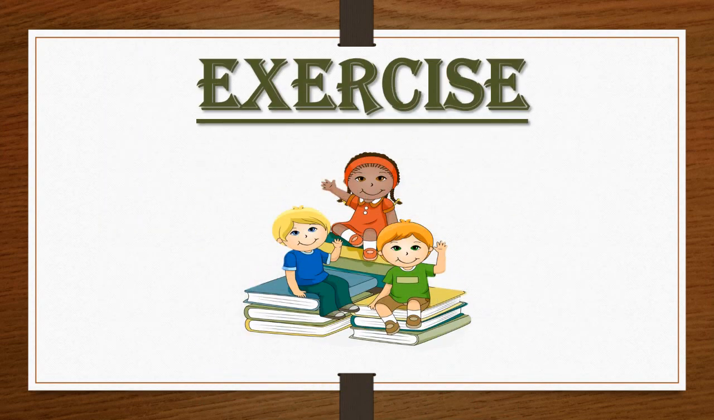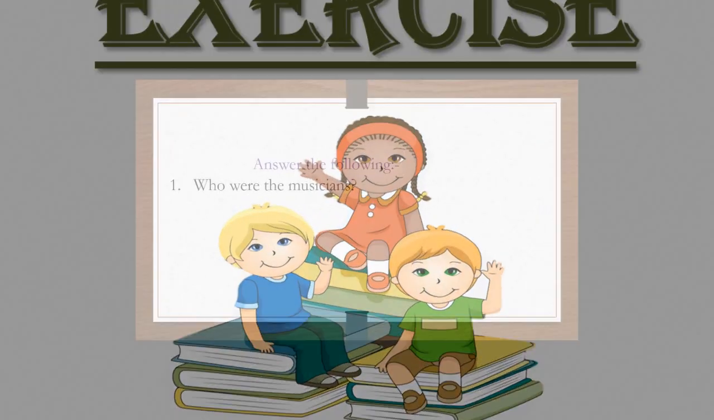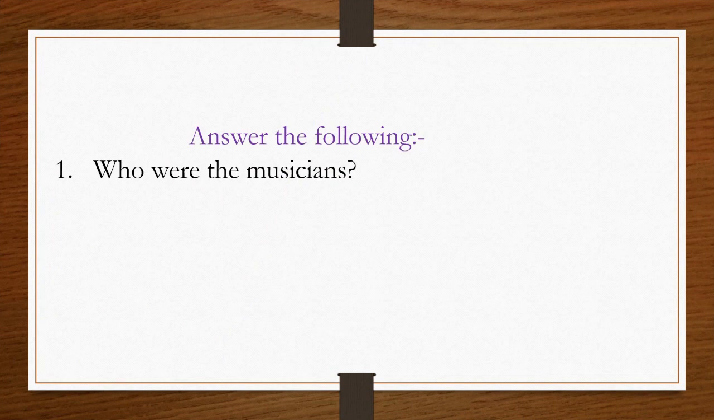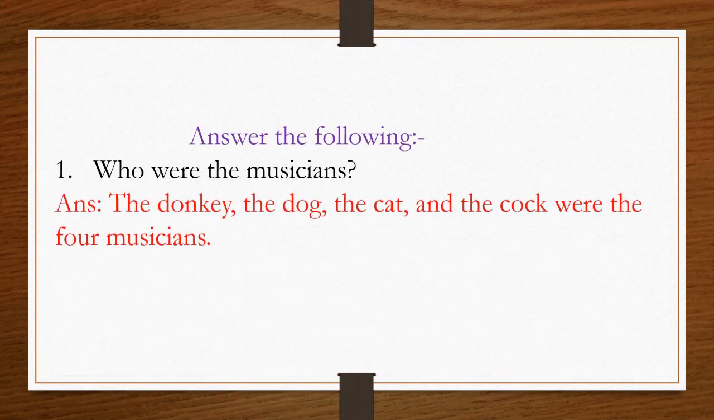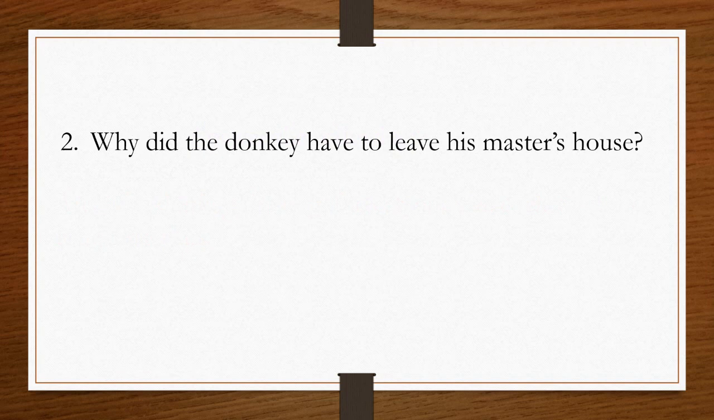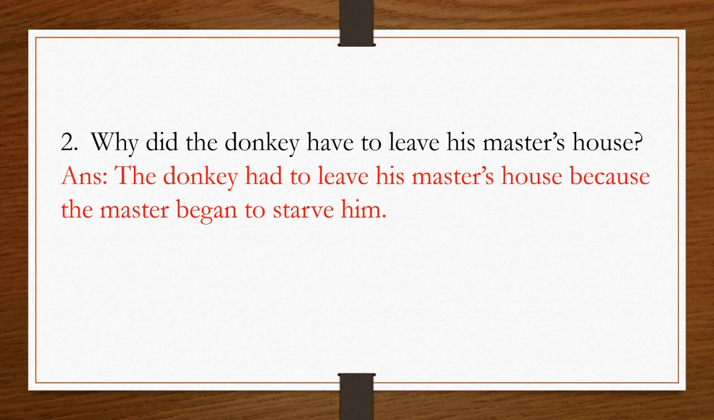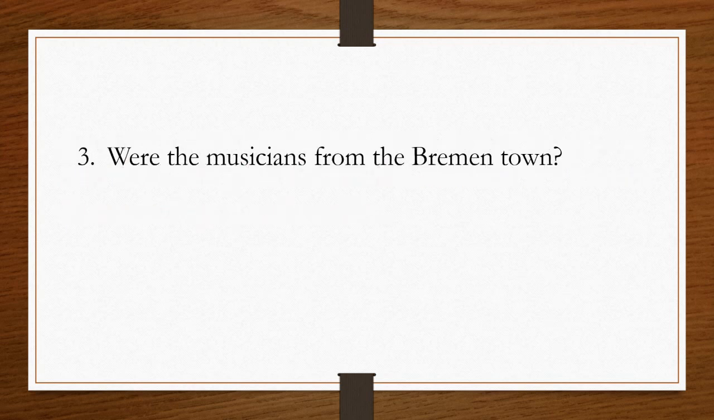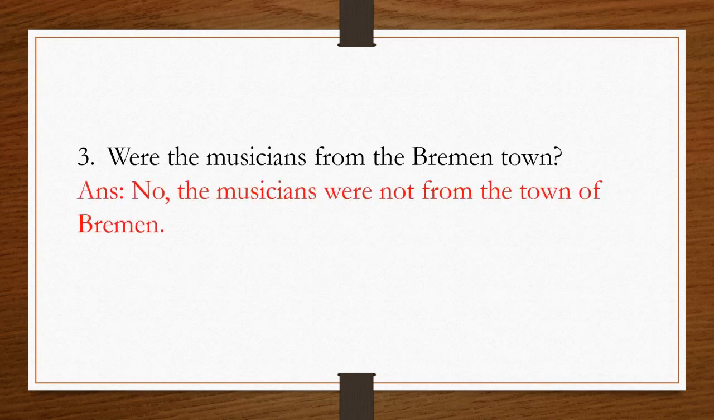It's exercise time now. Answer the following. The first question is, who were the musicians? Very good. The donkey, the dog, the cat, and the cock were the four musicians. Why did the donkey have to leave his master's house? Very good. The donkey had to leave his master's house because the master began to starve him. Were the musicians from the Bremen town? Very good. No, the musicians were not from the town of Bremen.